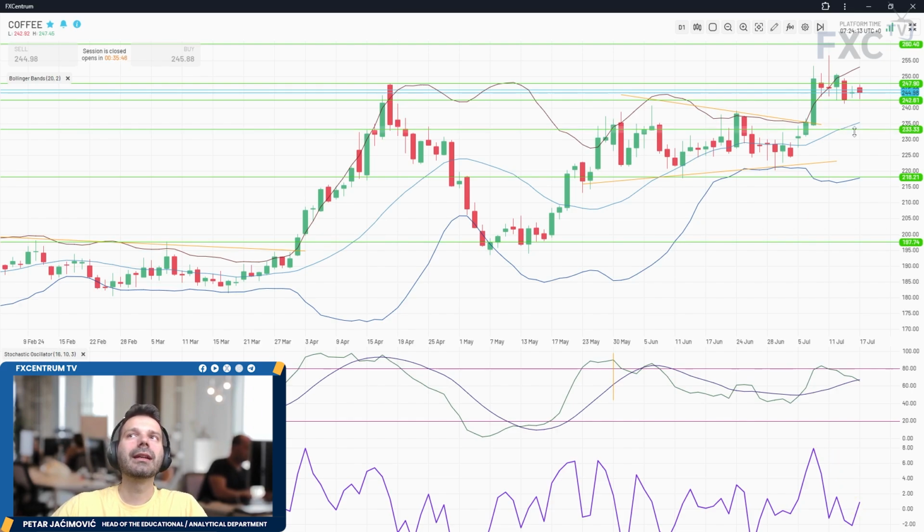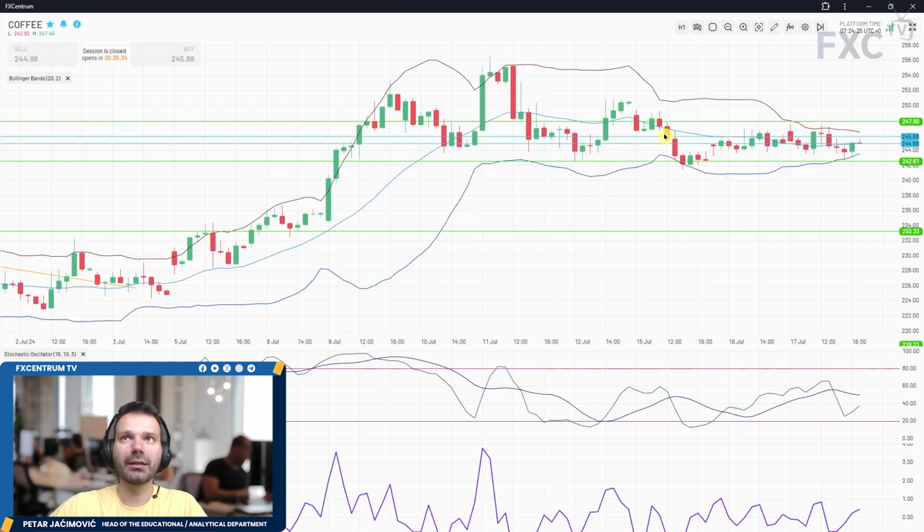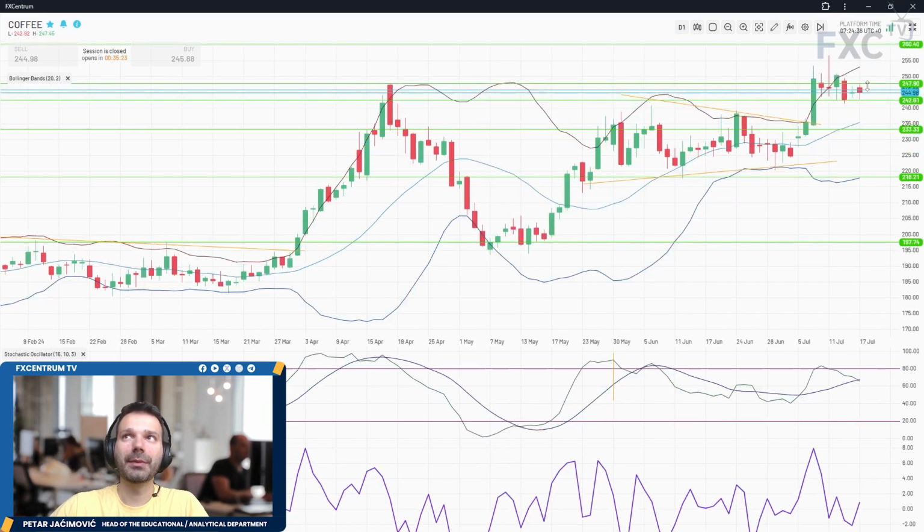So as long as the coffee market is trading above 233.30, this breakout is valid and it's progressing relatively well. Let's take a look at the hourly time frame. We have a very tight consolidation. So today it will be a pretty good confirmation if market can break this 248 and hold above. That will be a good confirmation for the further upside continuation.